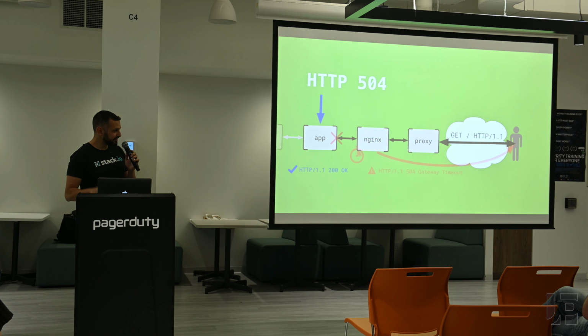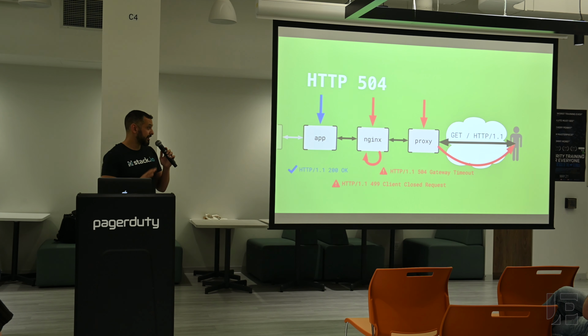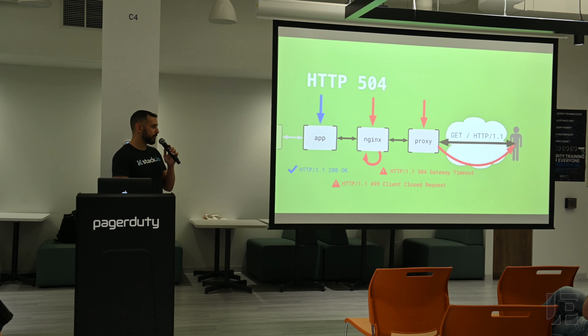In fact, it's entirely possible that the proxy records a 504 gateway timeout, Nginx records a 499 client closed request, and the app server records a 200 OK for the same request. For one request, you get 3 different status codes going on, which is incredibly confusing.